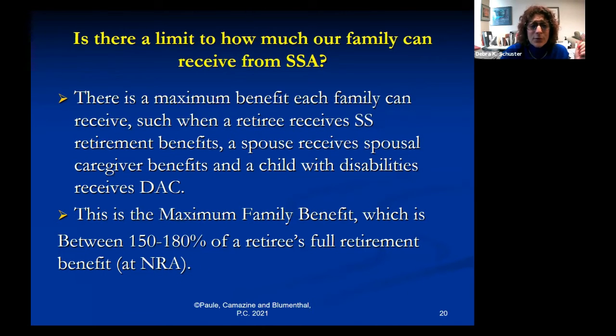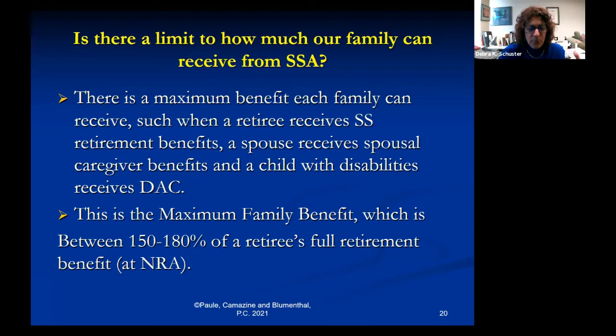And this is the answer to the question about, is there a limit to how much a family can receive from Social Security? So the maximum benefit a family can receive when a retiree receives Social Security retirement benefits, a spouse receives spousal caregiver benefits, and a child with disability receives DAC, is called the maximum family benefit, which is between 150 and 180% of a retiree's full retirement benefit at their normal retirement age.